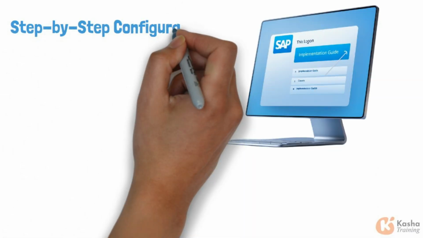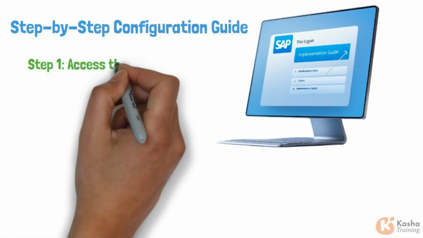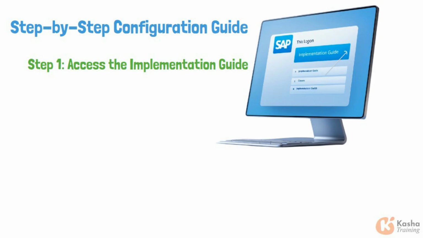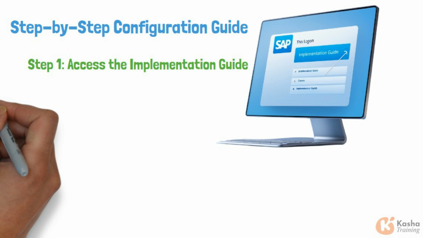Step-by-step configuration guide. Step 1. Access the implementation guide. To begin, access the implementation guide (IMG) for financial accounting. This is your central hub for all configuration tasks. 1. Navigate to Transaction Code SPRO. 2. Select SAP Reference IMG to open the configuration options.